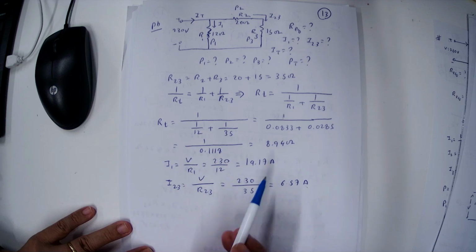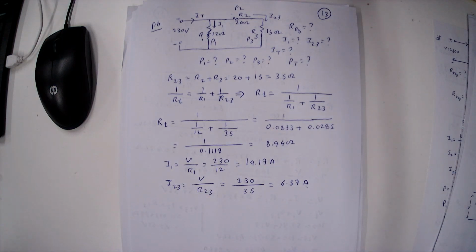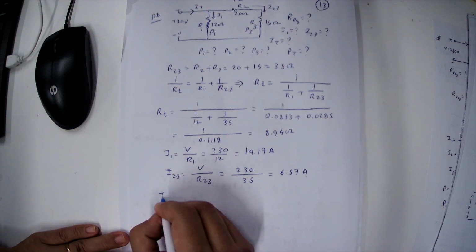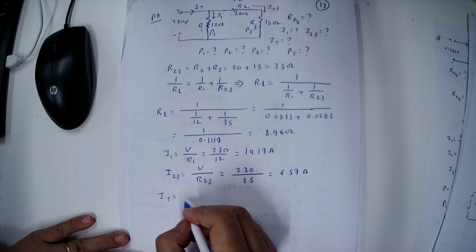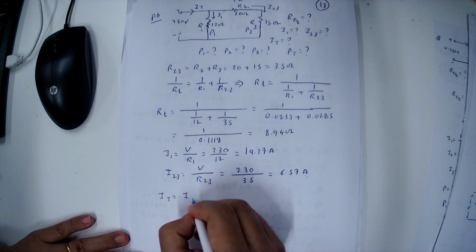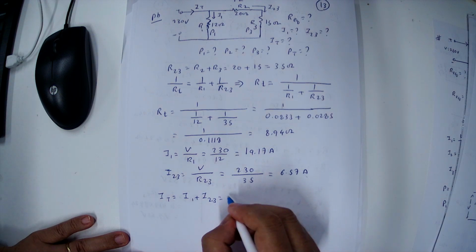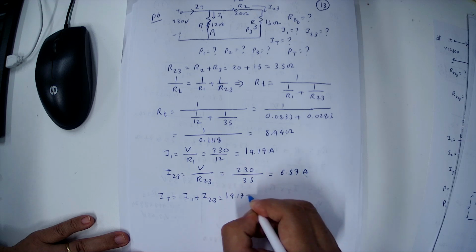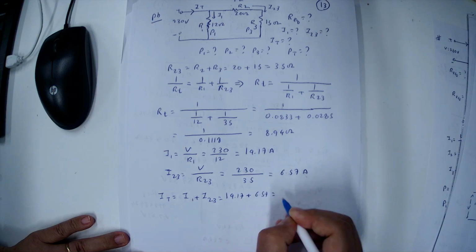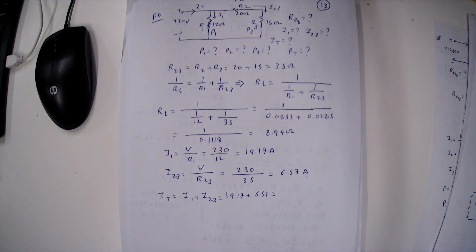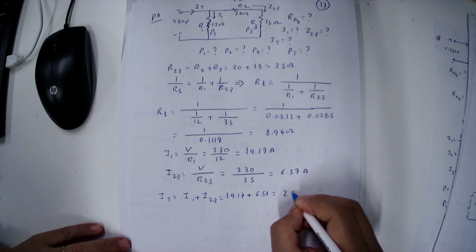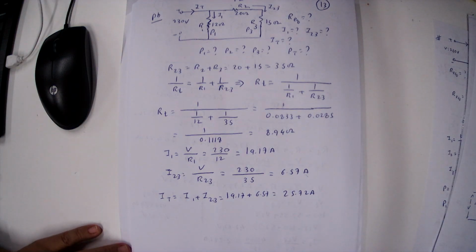R1 current is 19.17 ampere. Then we also need to calculate supply current I total. I total can be calculated two ways. I1 plus I23. You know the I1, you know the I23, we can add together. 19.17 is I1 current and 6.57 is I23 current. So 6.57 plus 19.17 will be 25.72 ampere. So this is the total current.